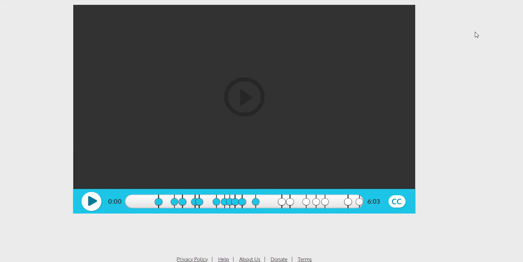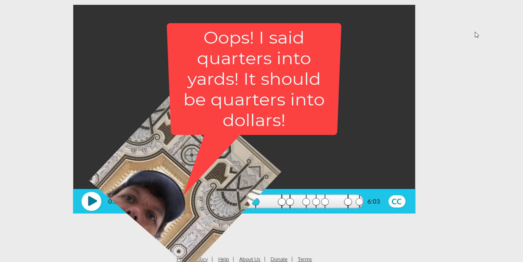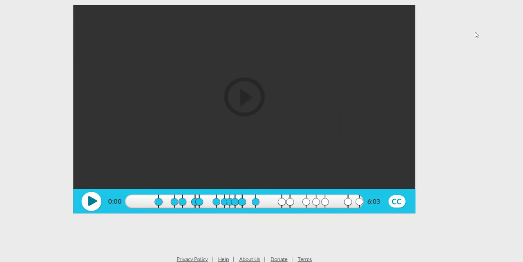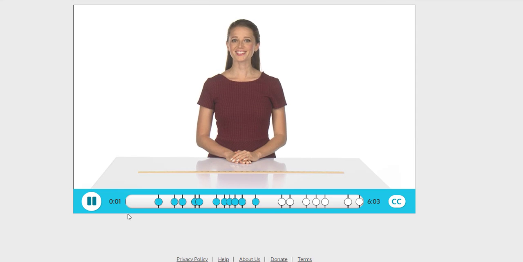Quarts into gallons and quarters into dollars. You'll notice that quarters and quarts have the same prefix. That's because there are 4 quarts in a gallon and 4 quarters in a dollar, so each one is 1/4 of a larger unit. But we're going to start today by looking at the math chat, and they're going to talk about converting yards into feet.